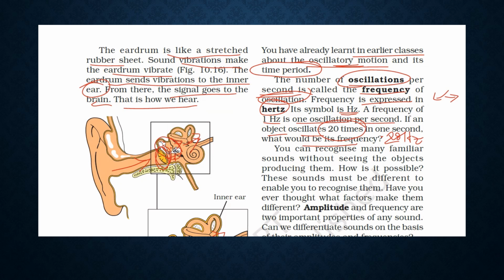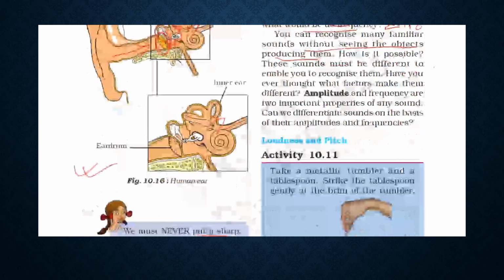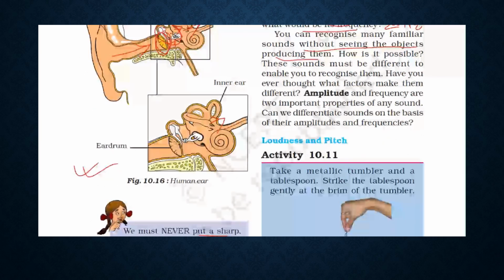Is it clear? Now you can recognize many similar sounds without seeing the objects which are producing them. How is it possible? How can you recognize those sounds? Have you ever thought of the factors that make them different? What are the factors? Just now we have spoken about the frequency, the hertz, oscillation and all.